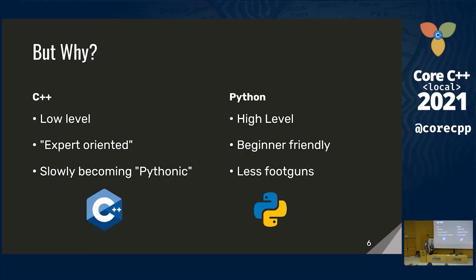Okay, so first things first, why do we actually want to bring features from C++ into Python? After all, C++ is low level, mostly expert oriented, and slowly becomes more Pythonic with new features being added to the standard. On the other hand, Python is high level, beginner friendly, and has a lot fewer footguns than C++. So why would we want to bring anything from C++ to Python?